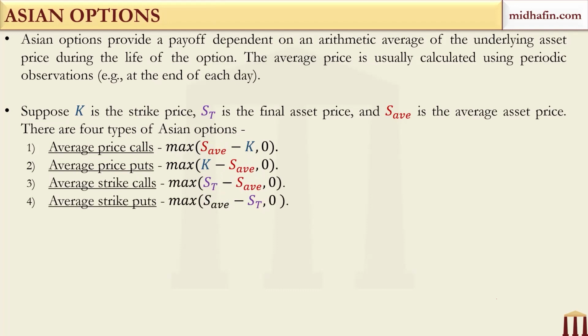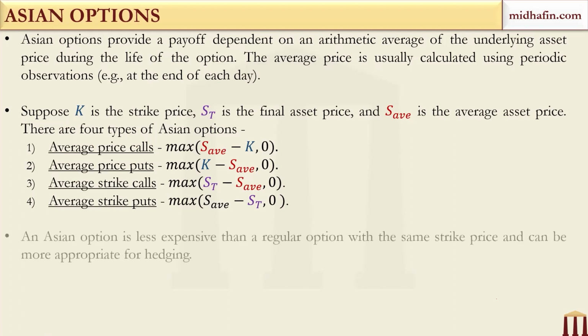If it is average price, the asset price ST will be replaced with S average. If it is average strike, K will be replaced with S average. Everything else, depending on the nature, be it call or put, you can calculate the payoff. If it's a call, the formula is ST minus K. If it is an average price call, ST will be replaced because it is average price, so S average minus K, and so on. You can just apply this logic and identify the payoffs. These are small tricks that you can keep in mind. Average price calls means the asset price will be taken as the average. Average strike means the strike price will be taken as the average.